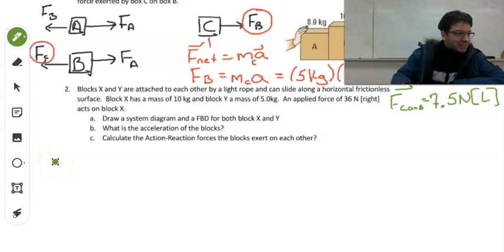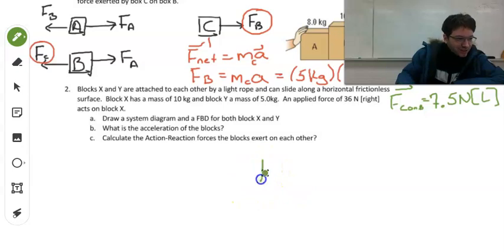All right, the next question says we have blocks X and Y attached to each other by a light rope and can slide along a horizontal frictionless surface. Block X has a mass of 10 kilograms and block Y a mass of 5 kilograms. We have an applied force of 30 newtons to the right on block X.